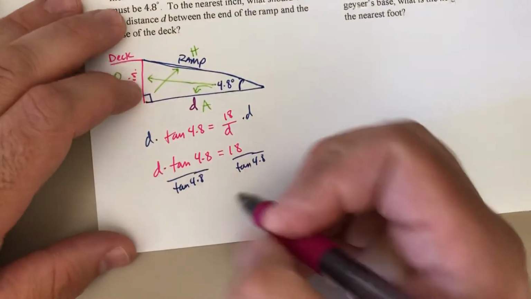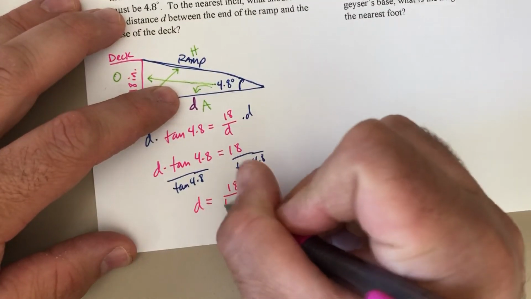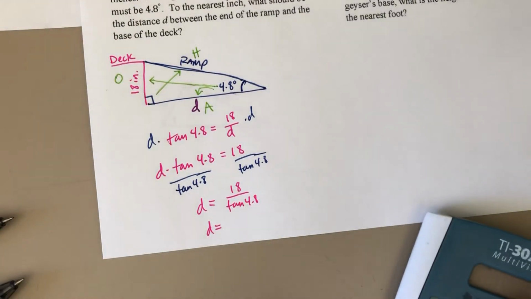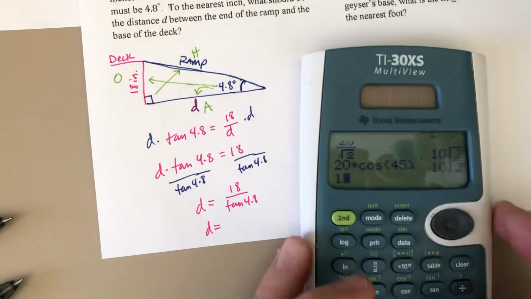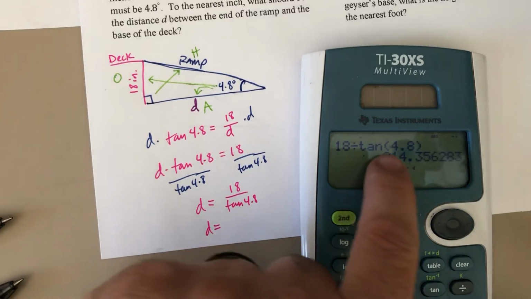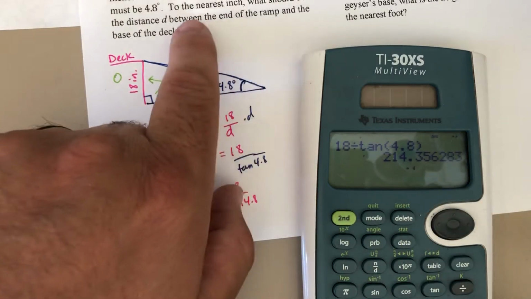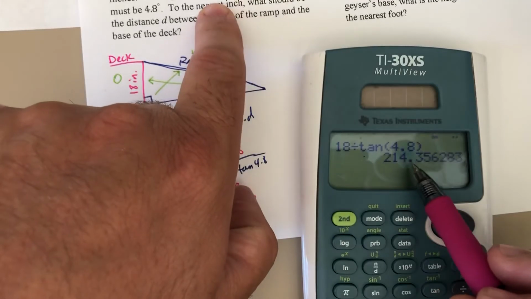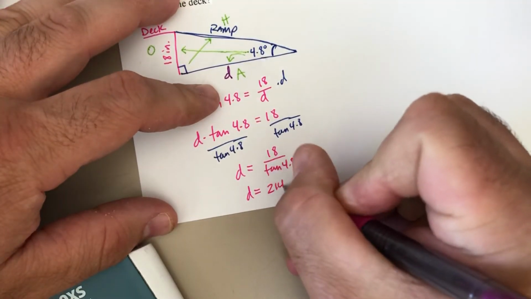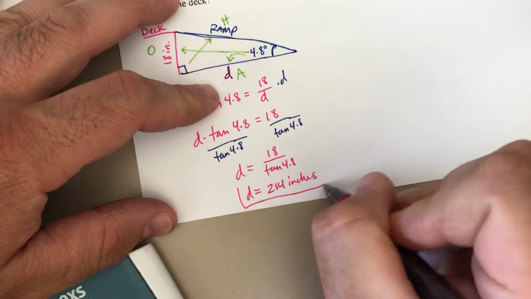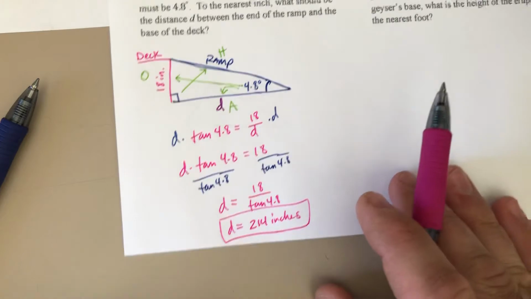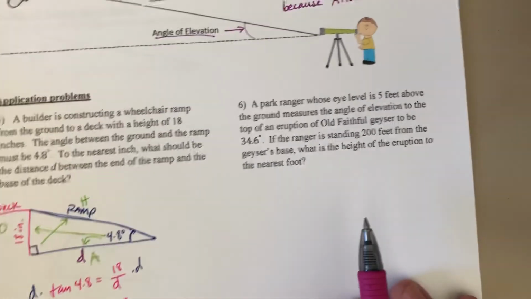Dividing cancels those out. You just have d equals 18 over the tan of 4.8. I'm trying to go fast because I've got to get these last problems in. So using the calculator, 18 divided by tan 4.8 gets me 214.35. It said to the nearest inch, so we would call that 214 inches. And there you go, that's the distance from the end of the ramp to the base of the deck. All right, I've got a minute and 15 seconds to go through this last problem.